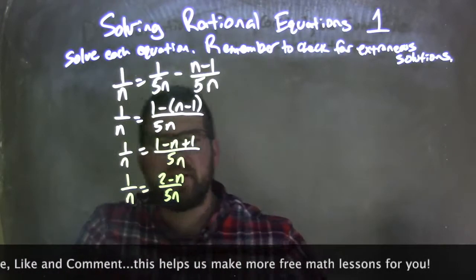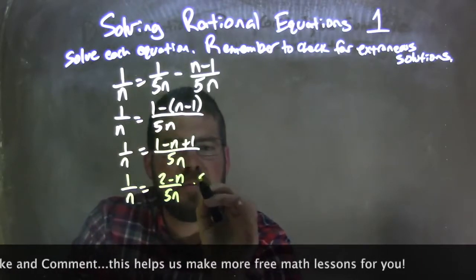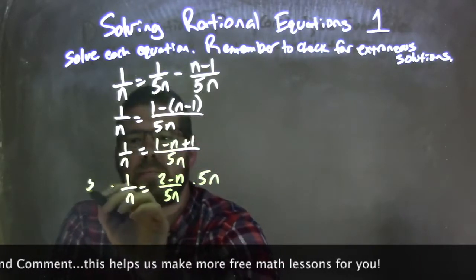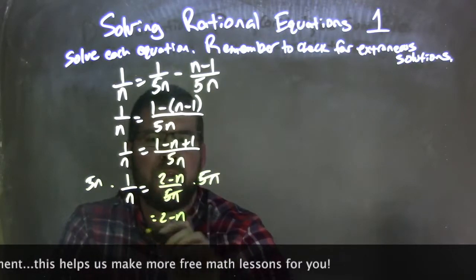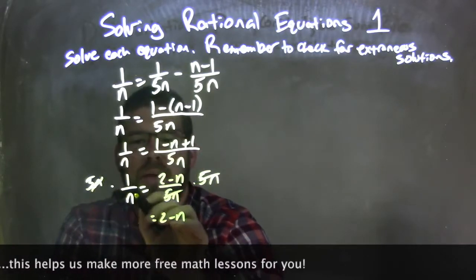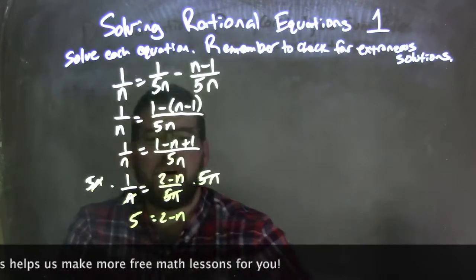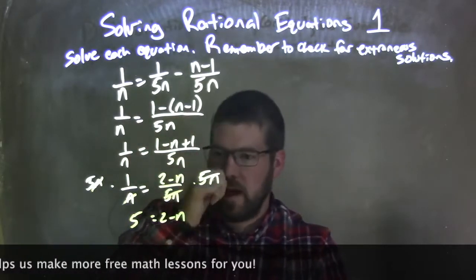What I'm going to do now is multiply both sides by 5n, canceling that out, leaving 2 minus n on the left, and the n's here end up canceling, leaving me with just a 5. So it's 2 minus n on the right and 5 on the left.